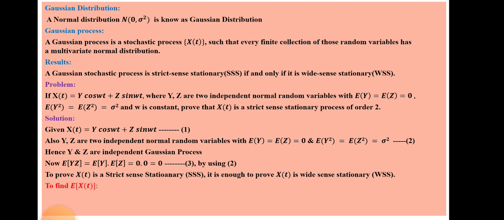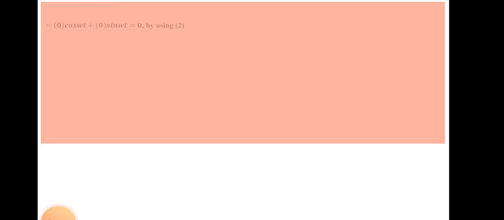Now to find E of x of t, E of x of t is equal to E of Y cos wt plus Z sin wt. So separating, E of Y into cos wt, constant taking outside, plus E of Z sin wt, wt is a constant, taking outside. We know E of Y and E of Z are 0, so the expected value of x of t, that is the mean, is equal to 0, which is a constant. That is number 1 in Roman letters.